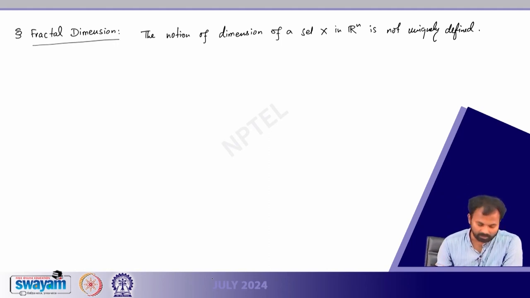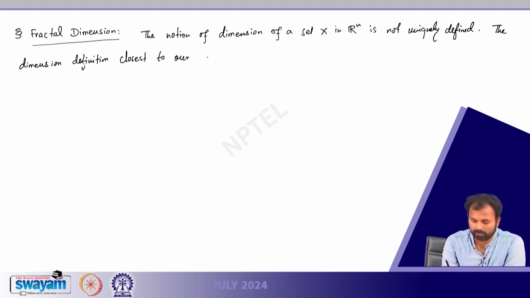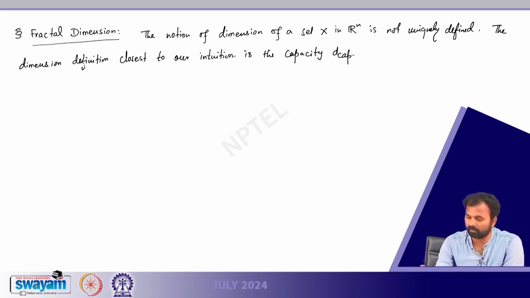And if we want to give a short overview of the current definition, it basically goes like this. The dimension definition closest to our intuition is the capacity, D cap. What is D cap? We'll define below D cap.